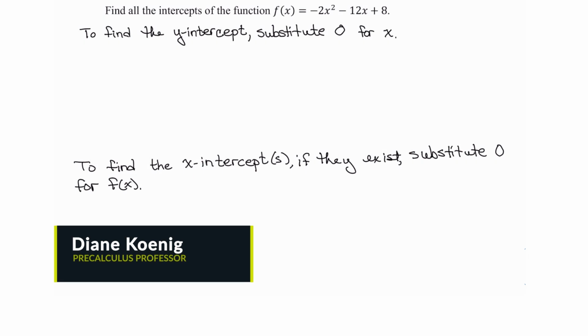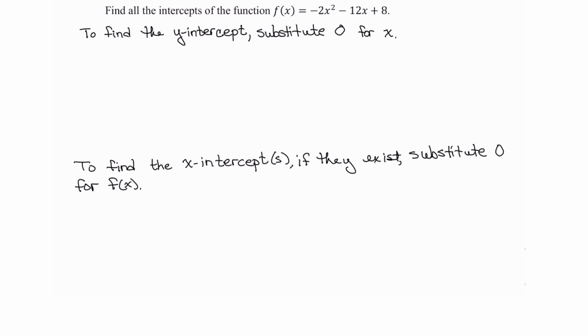Hi, welcome to the video on finding all the intercepts of a quadratic function. So here we want to find all the intercepts of the function f of x is equal to negative 2x squared minus 12x plus 8.